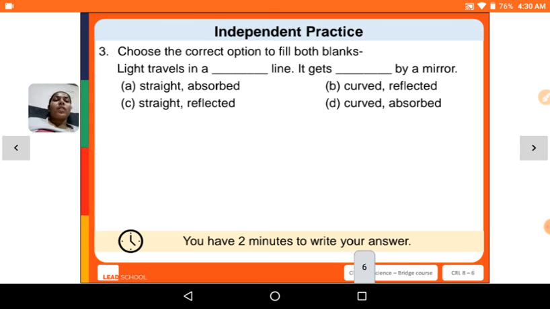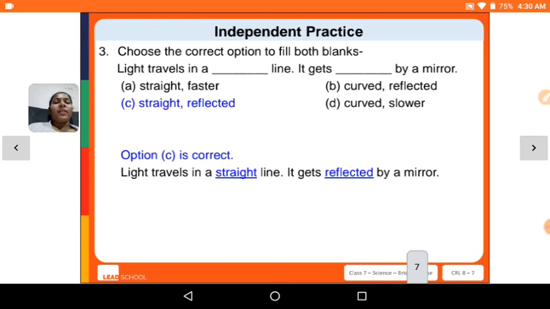Next question. Choose the correct option to fill both blanks. Light travels in a blank line. It gets blank by a mirror. We performed these two activities to answer this question. Light travels in a straight line and it gets reflected by the mirror. So the answer is C.